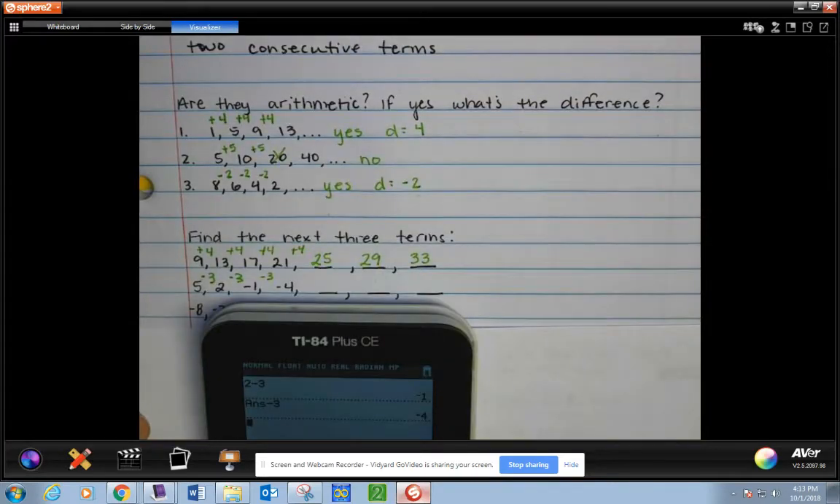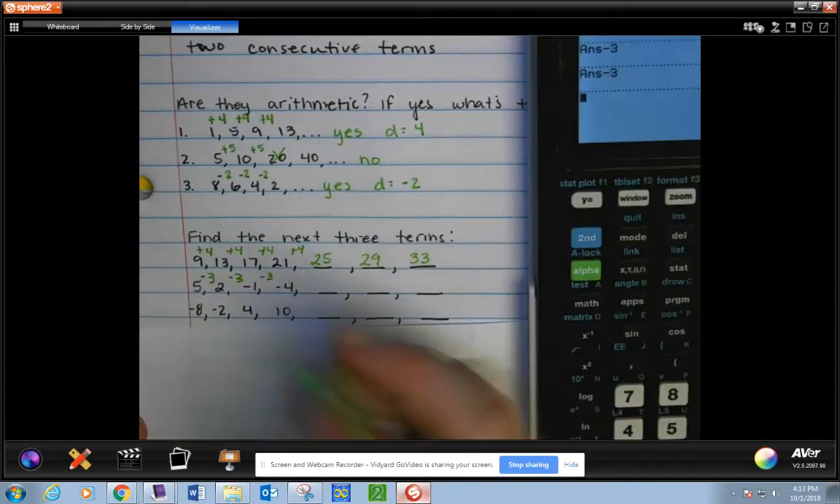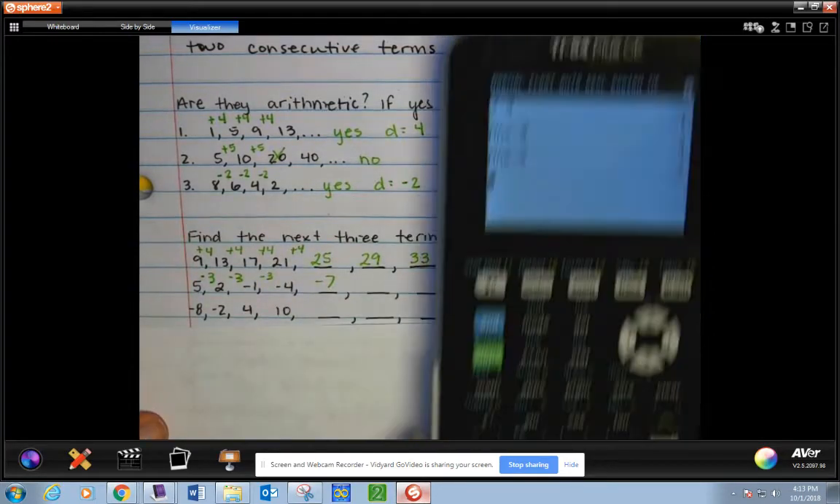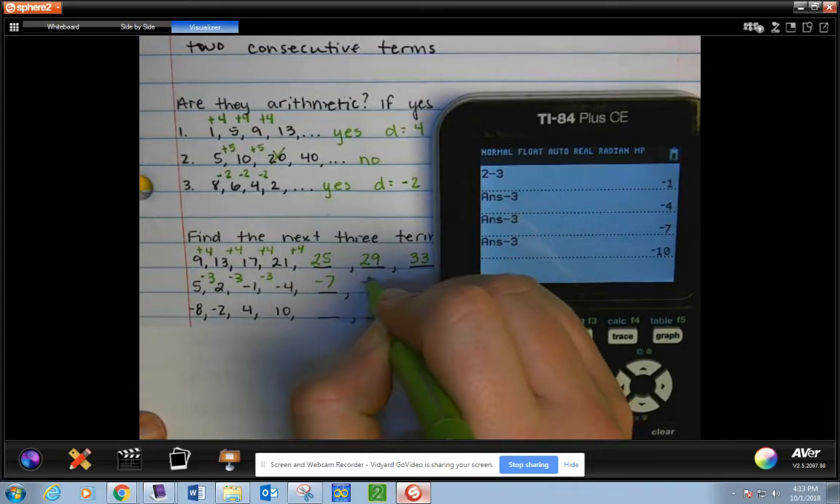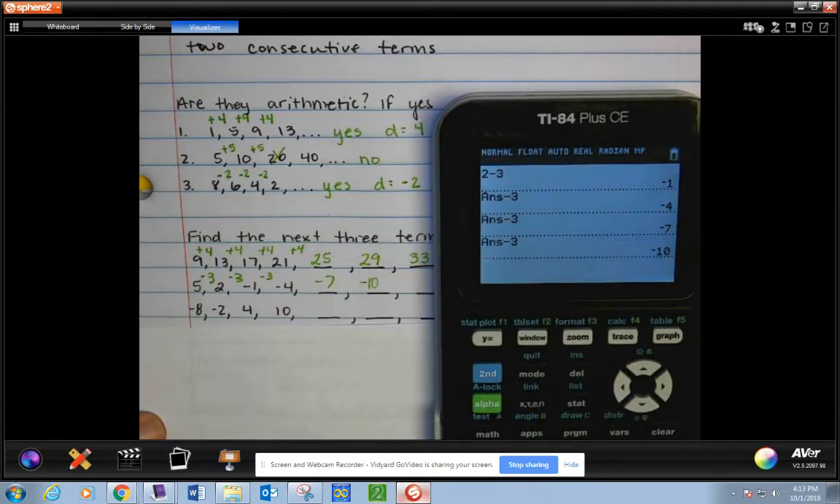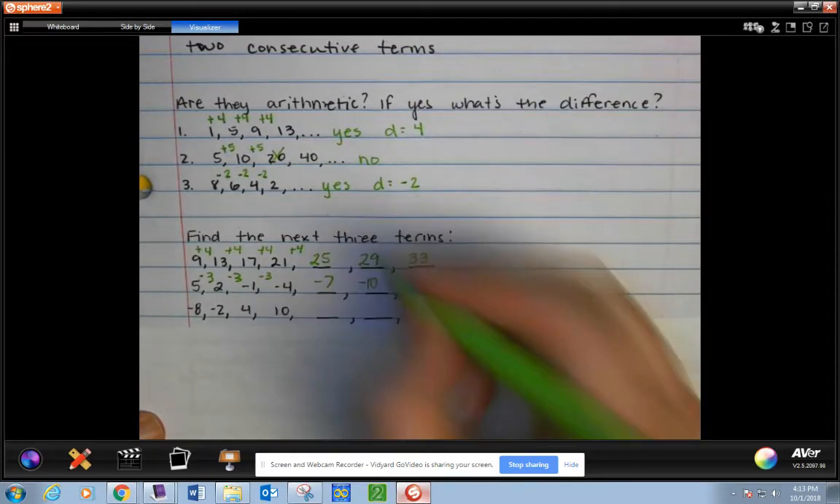We're going to do negative 4 minus 3, which gives me negative 7. And then negative 7 minus 3, which gives me negative 10. And then negative 10 minus 3, which gives me negative 13.